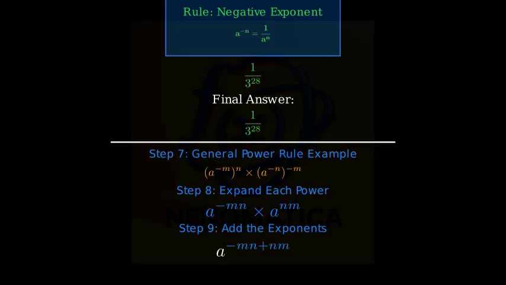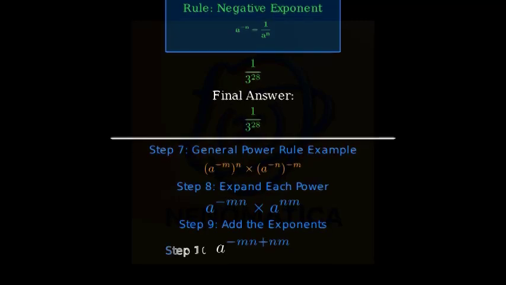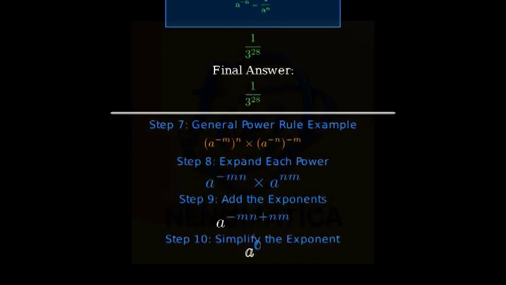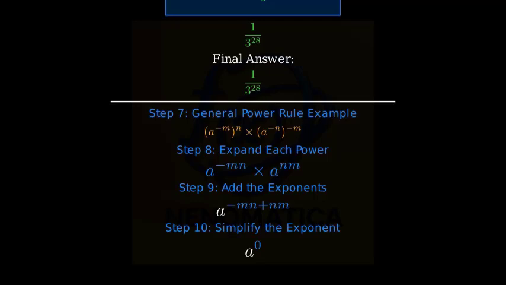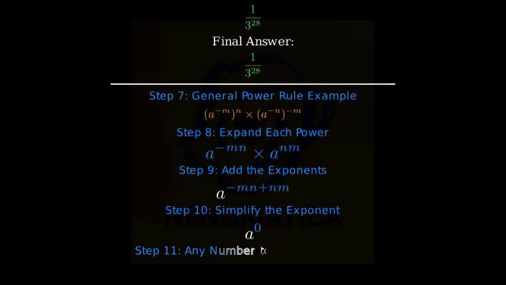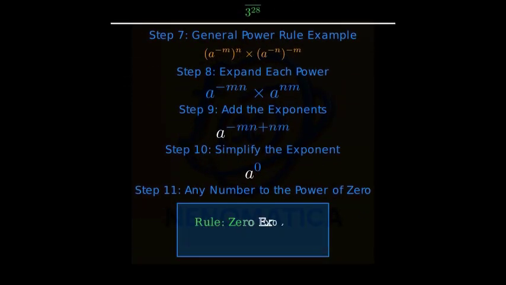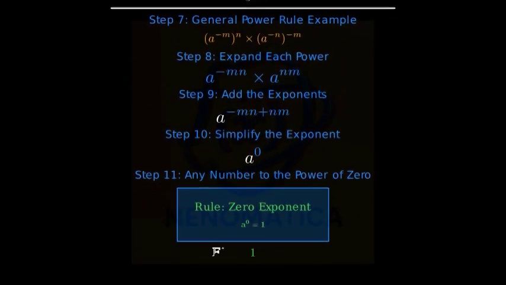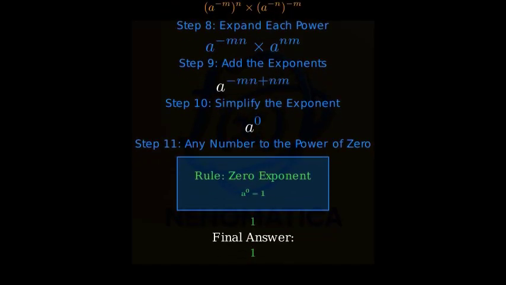a to the negative mn times a to the nm equals a to the negative mn plus nm. Step 10. Simplify the exponent. Negative mn plus nm equals 0, since these terms cancel each other out. Step 11. Apply the zero exponent rule. Any non-zero number raised to the power of 0 equals 1.